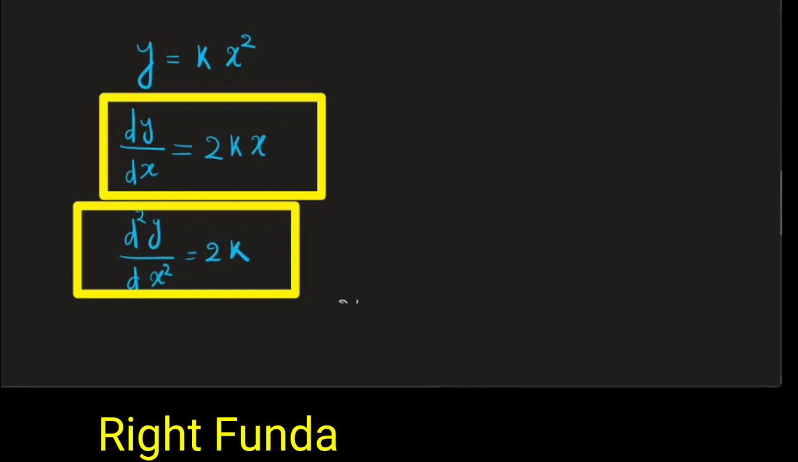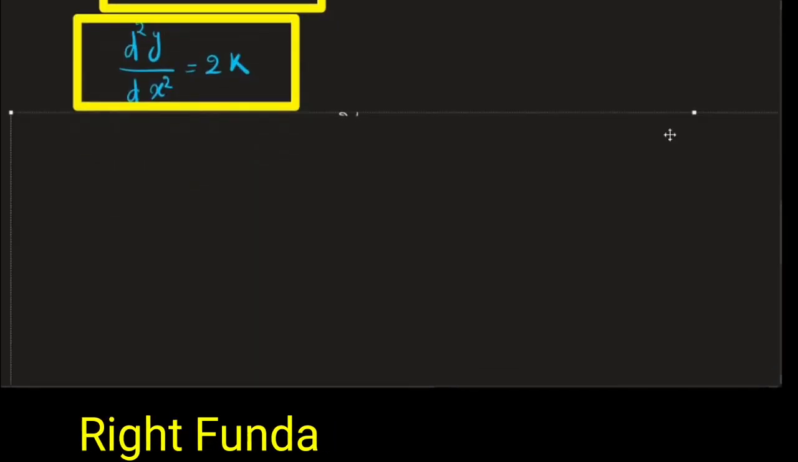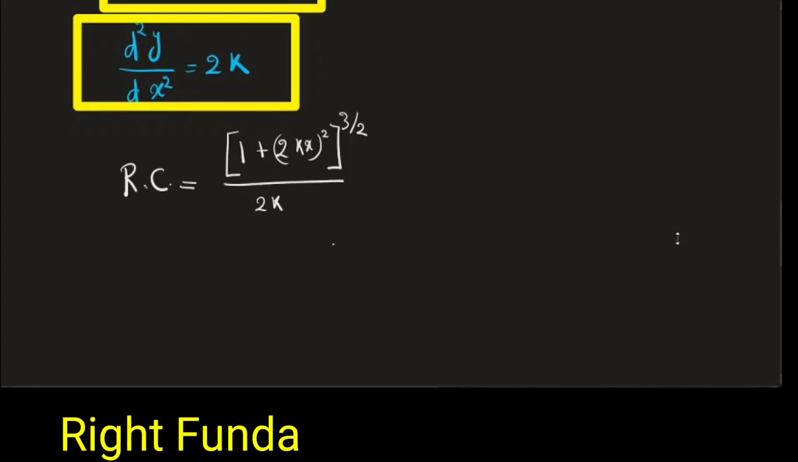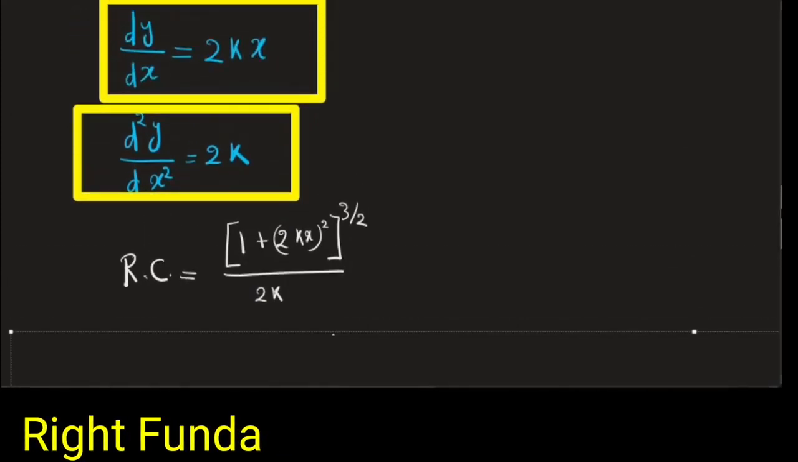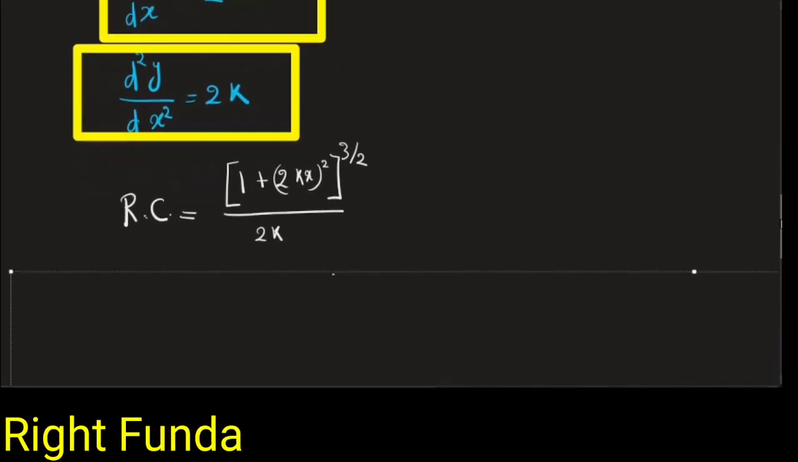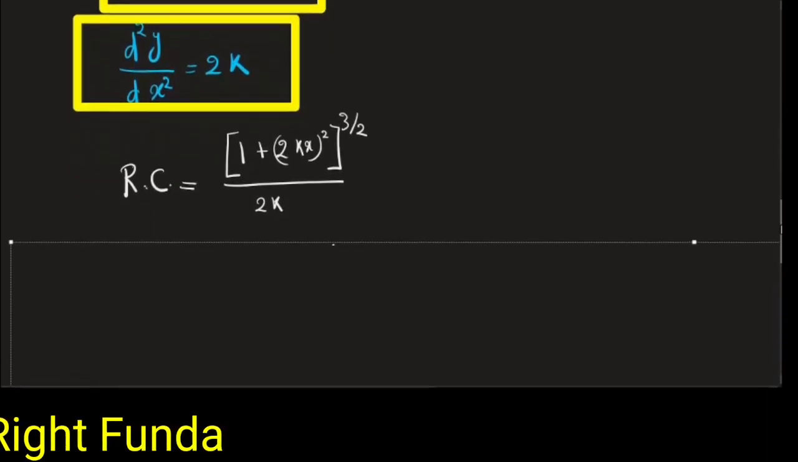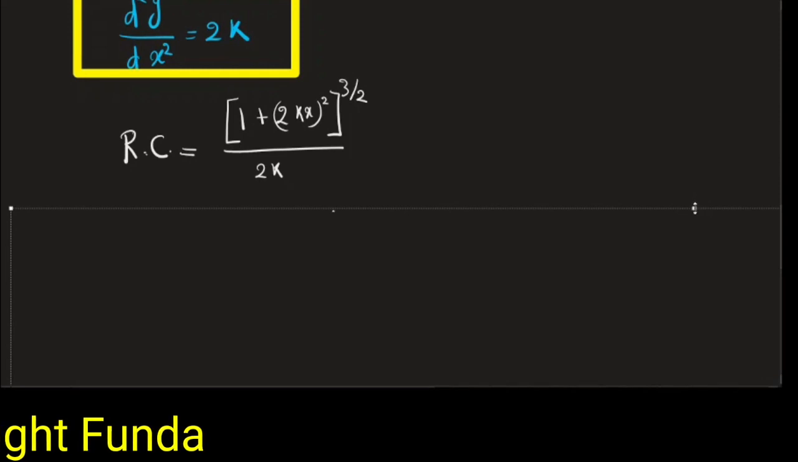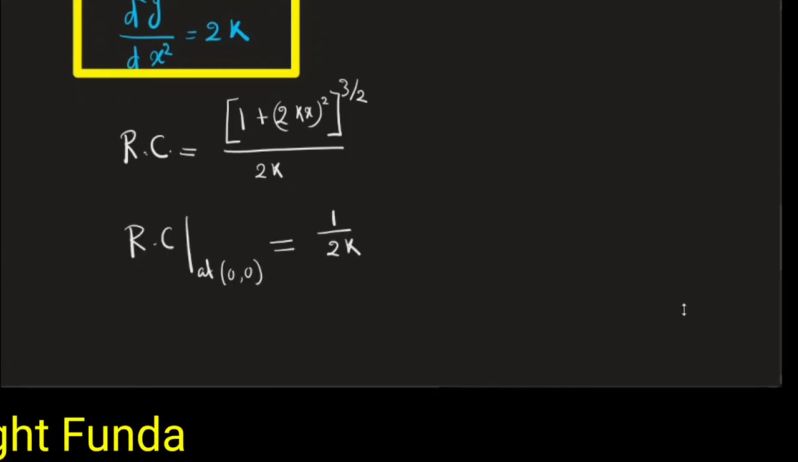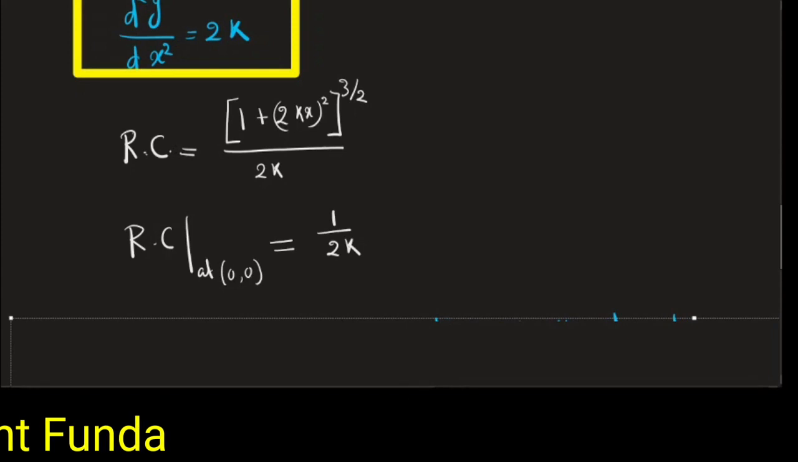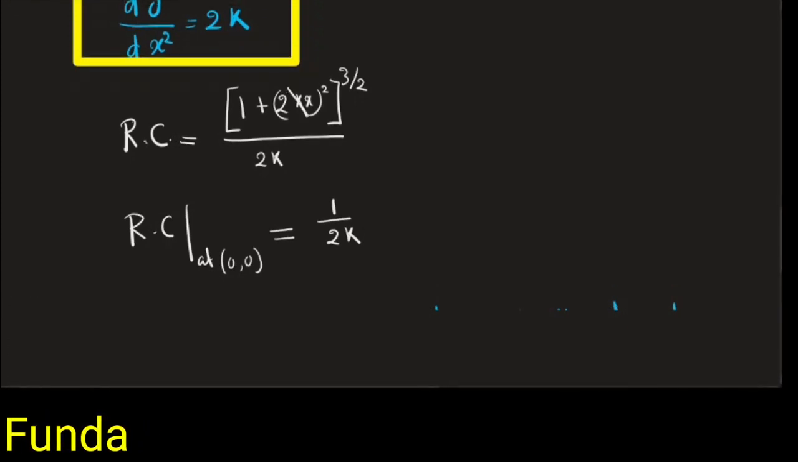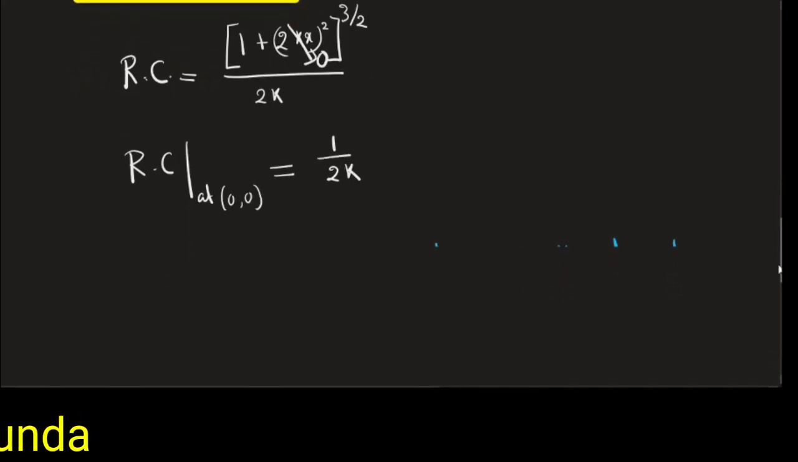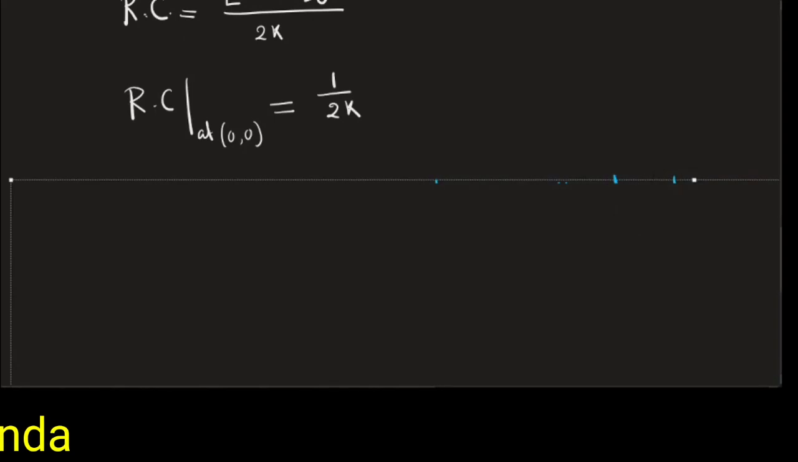So I substitute in my radius of curvature equation: 1 plus, in place of dy by dx I put 2kx, and in place of d square y by dx square I put 2k. I want to find it at the bottommost point, so I substitute 0, 0. This quantity becomes 0, and the radius of curvature is equal to 1 by 2k.